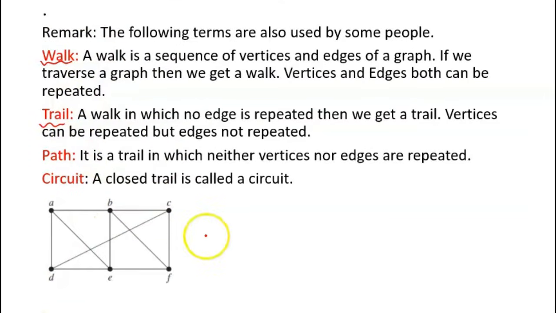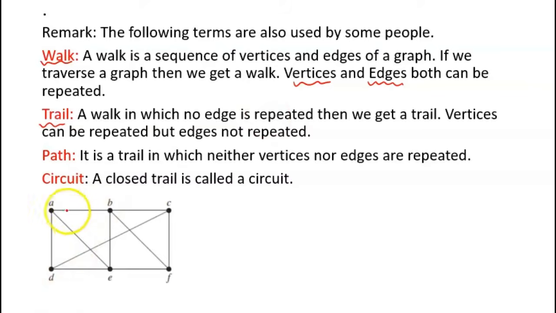Okay. So let us first talk about walk. A walk is just a random movement, right? A walk is a sequence of vertices and edges of a graph. If we traverse a graph, then we walk. Vertices and edges both can be repeated. When I was talking about the previous idea, the path and simple path, I was not concerned about whether a particular vertex is repeated or not. What I was concerned about was whether a particular edge is repeated or not. But here we are also concerned about the vertices.